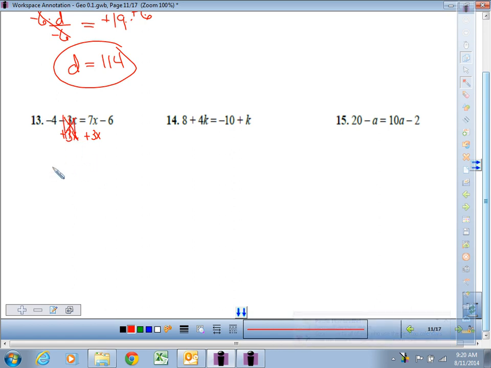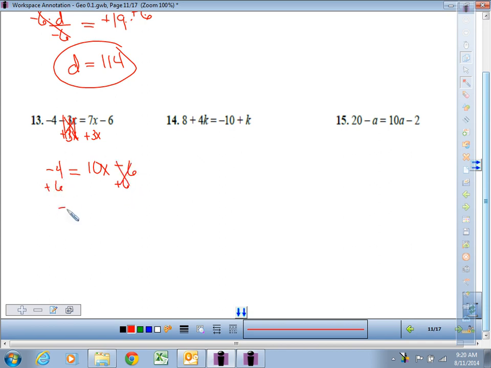So what we have then is negative 4 equals 7x and 3x, which is 10x. We have a minus 6 there, okay? Now what we need to do is get rid of this minus 6. So we took my variables to the right side, so I need to take my numbers to the left. So I need to get rid of this minus 6, so I'm going to add 6.